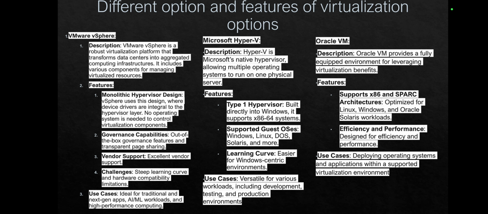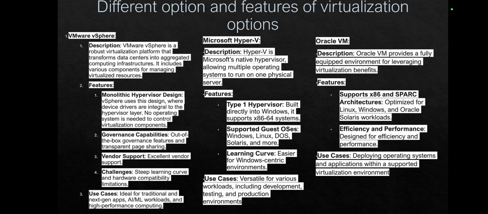Microsoft Hyper-V. Description: Hyper-V is a Microsoft native hypervisor, allowing multiple operating systems to run on one physical server. Features: Type 1 hypervisor, built directly into Windows, supports x86 and x64 systems. Supported guest OSs: Windows, Linux, DOS, Solaris, and more. Learning curve: easier for Windows-centric environments. That's our case. Use cases: versatile for various workloads, including development, testing, and production environments.